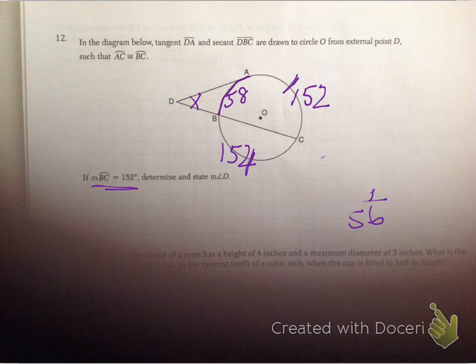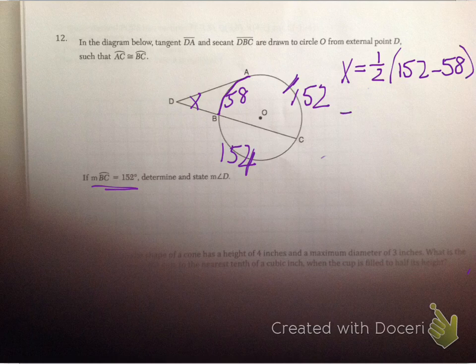So the rule is that when you have a secant and a tangent intersecting outside of the circle at an external point, that angle, so that's x, is going to equal 1/2 of the difference between the big arc minus the small arc. So we're going to get 94. Half of 94. No, that's not right. 58.